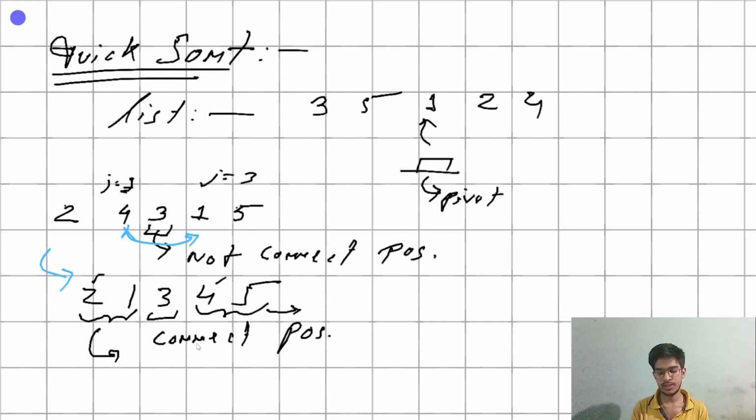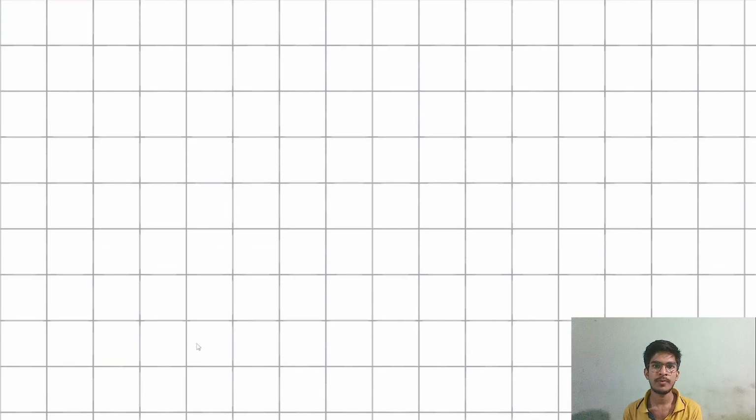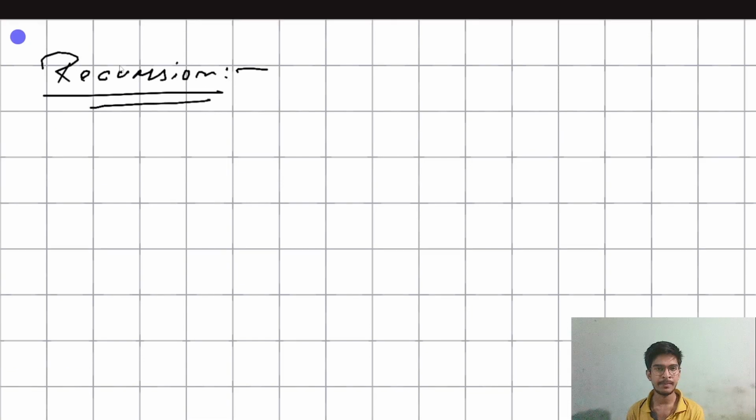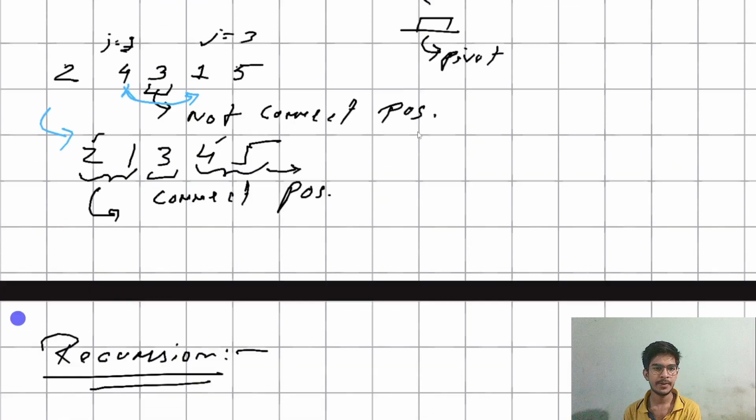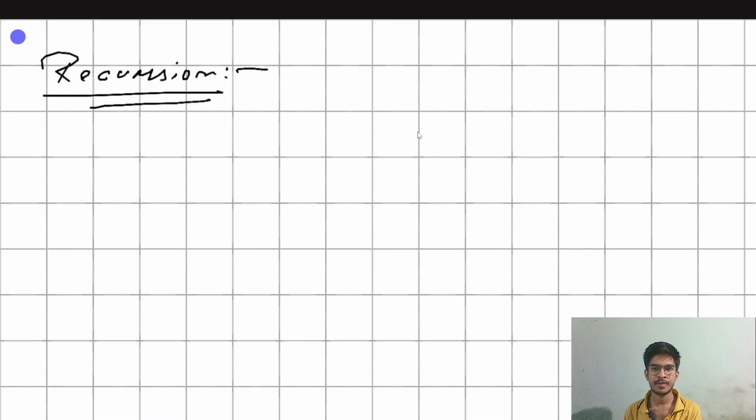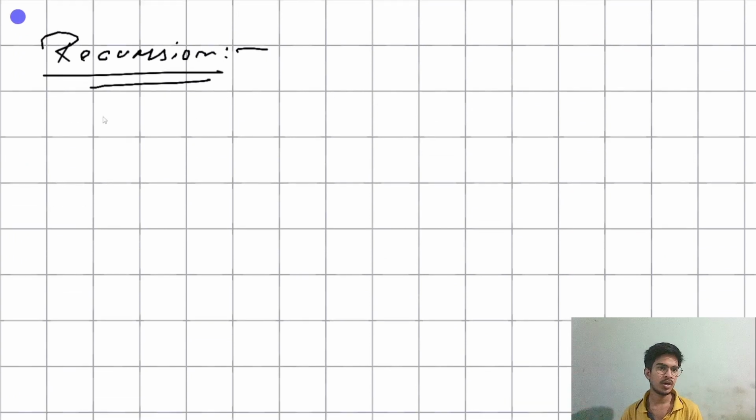So let's first talk about recursion. If you don't know about recursion, let's talk about it, because otherwise you will not get it. Then I'll explain in detail, in a step-by-step manner, how this list will get sorted. Okay, so let's get started. So what is recursion? Recursion is calling a function by itself.